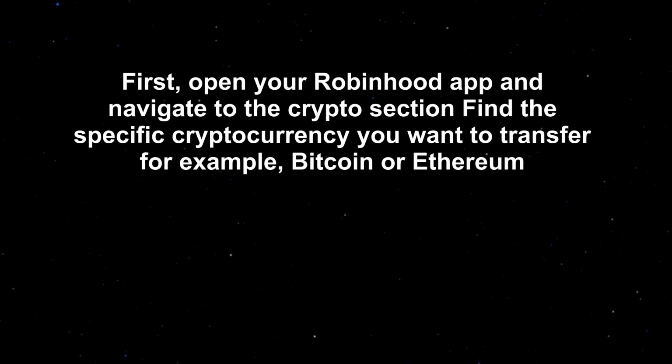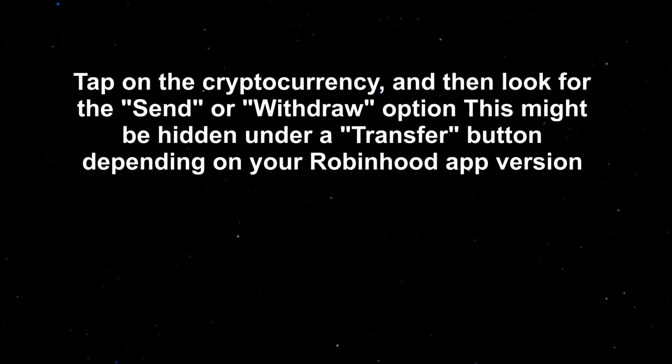First, open your Robinhood app and navigate to the crypto section. Find the specific cryptocurrency you want to transfer, for example, Bitcoin or Ethereum. Tap on the cryptocurrency and then look for the send or withdraw option. This might be hidden under a transfer button depending on your Robinhood app version.